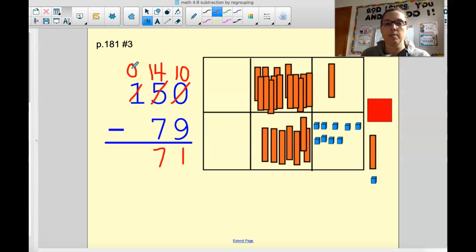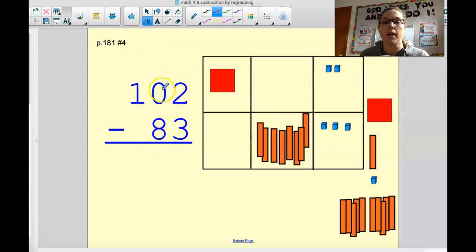And go to the hundreds place. 0 minus 0 is 0. Well, we don't have to write it. Okay, let's move to number 4. 102, take away 83. Let's start in our ones place.